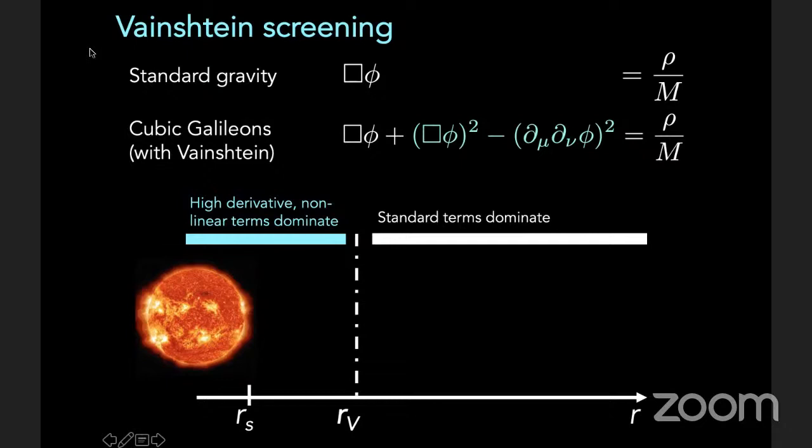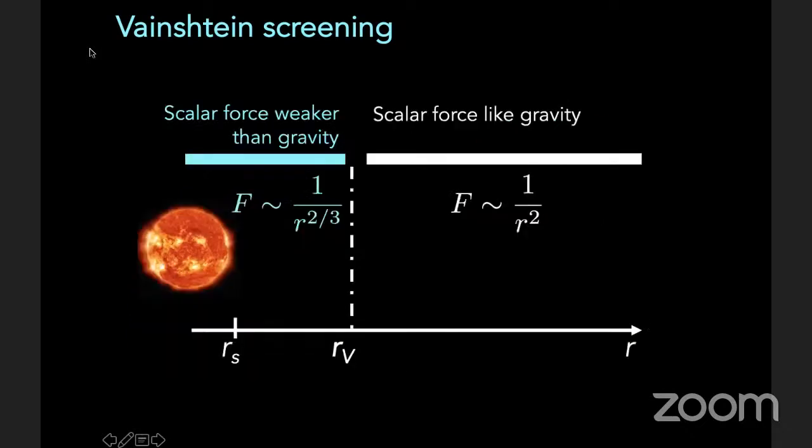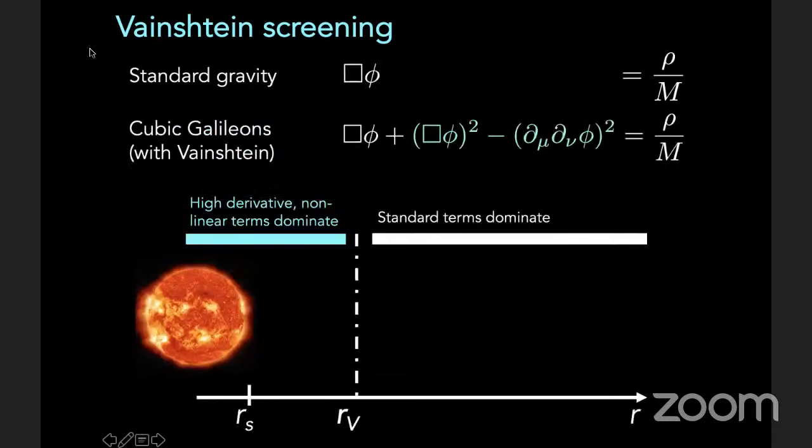So closer to your massive source, you've got these terms, and further away, you've got these other terms, which means that... Sorry, can I stop you there? What do you mean by standard gravity there? The phi is the Newtonian potential? Yeah, Newtonian potential. And the other terms are also working on the Newtonian potential, but they are non-linear. Yes. Is that it? Okay.